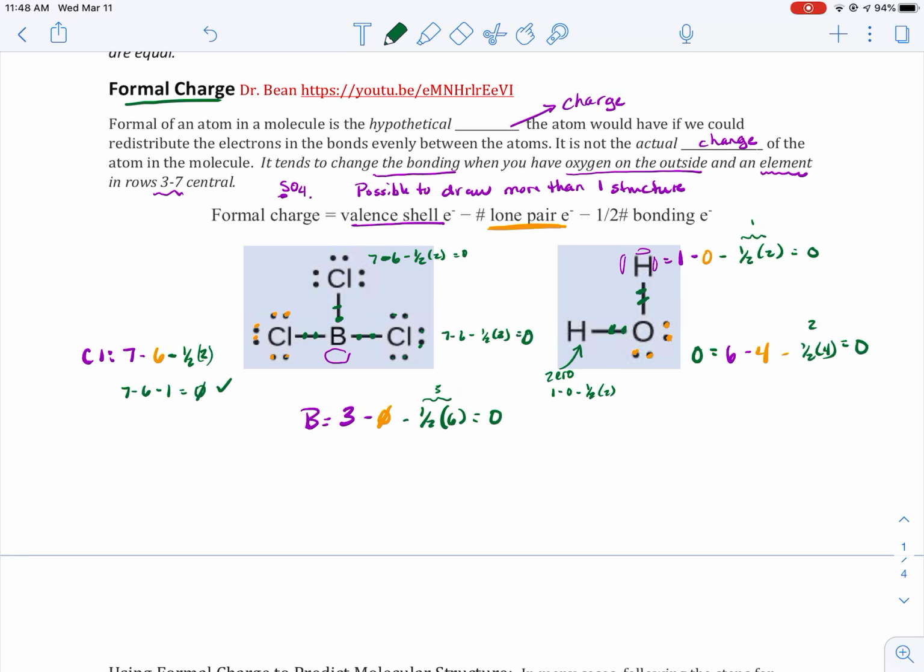So you don't have to think about everything. So for like the boron example, valence is 3. He has 0 dots, and he has 1, 2, 3 lines. So it'd be 3 minus 0 dots minus 3 lines, which still gives you 0. And if you're going to do it for this one, he's 7. He's got 6 dots, and he's got 1 line. So that's 0.